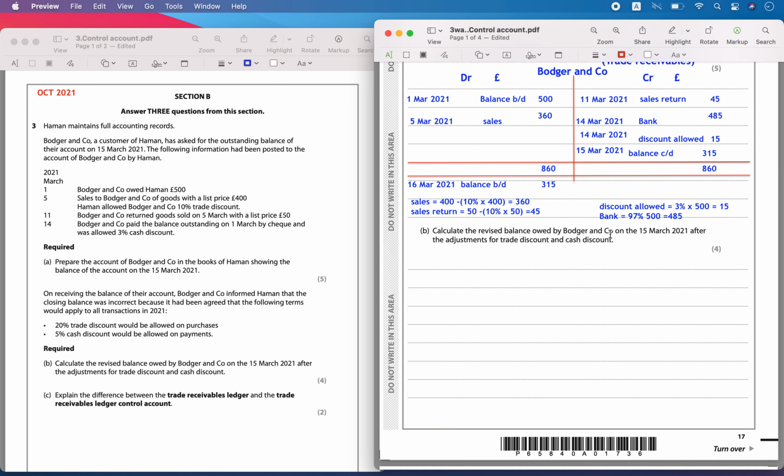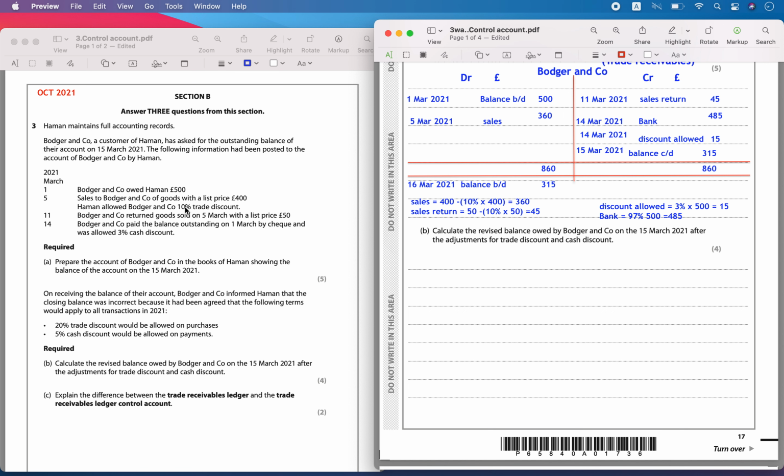Next, calculate the revised balance owed by Bodger and Company on 15th March 2021 after the adjustments for trade discount and cash discount. Here they are saying that on receiving the balance of their account, Bodger and Company informed Haman that the closing balance was incorrect because it had been agreed that the following terms would be applied to all transactions in 2021. Trade discount would be at 20% on purchases and a 5% cash discount would be allowed on the payments.